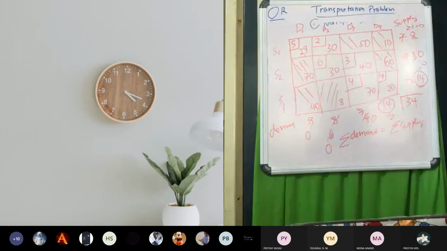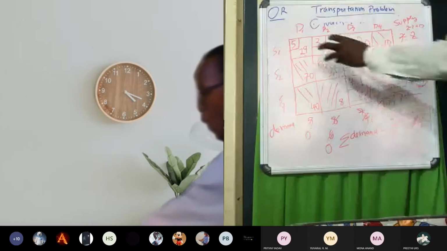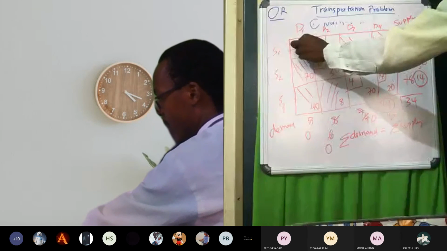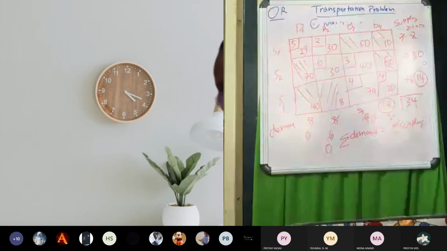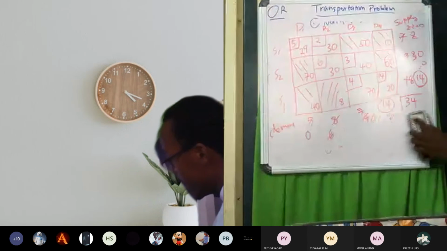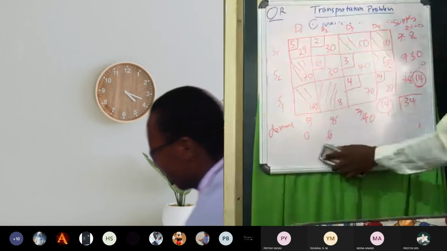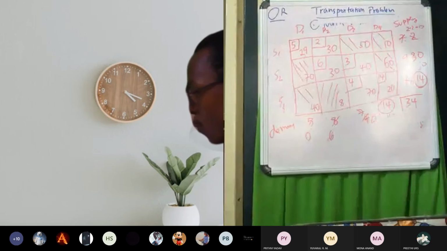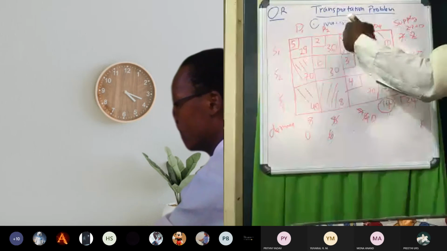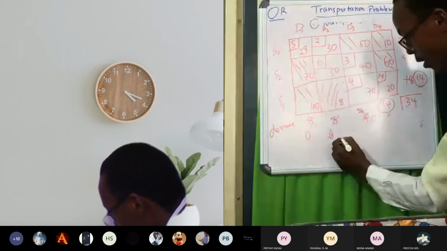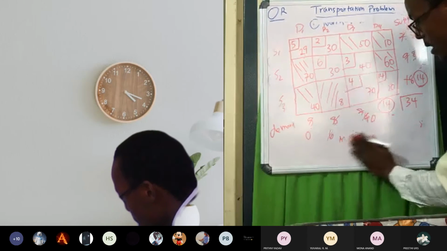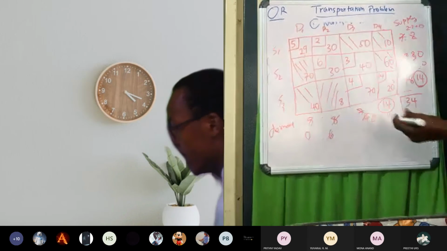Now, next, we are going to find the summation of cost into allocated value, xij, okay? We're going to find the total of all of this. What are those things which we are going to find? We are going to find the minimum cost. What is the minimum cost? What is the value of the feasible solution?